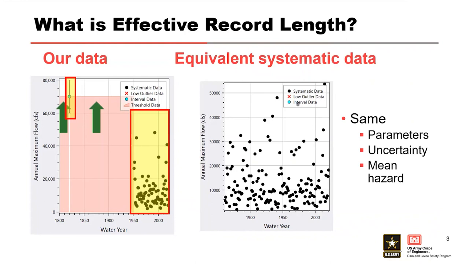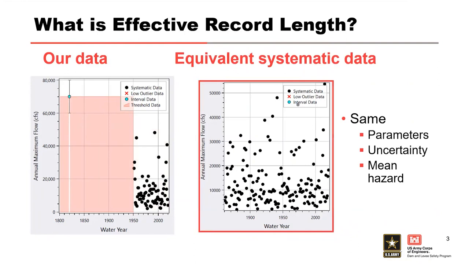On the right, we have a data set that only contains systematic data. What might surprise you is that the two data sets in this example are equivalent, statistically speaking. They have the same distribution parameters, which means they have the same posterior mode frequency curve. They have the same credible intervals, which means they have the same uncertainty. And they have the same posterior predictive curve, or mean frequency curve. Despite having different inflow records, these two data sets can be considered equivalent.